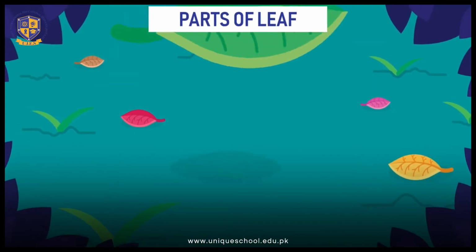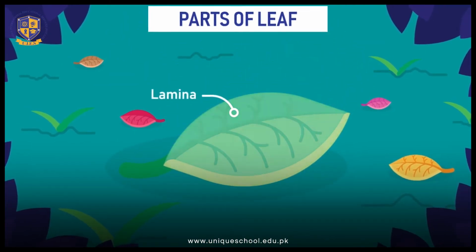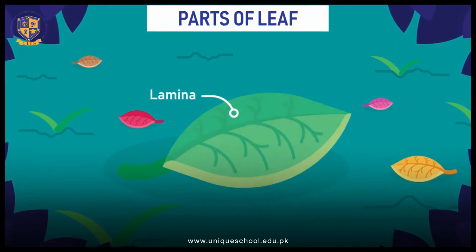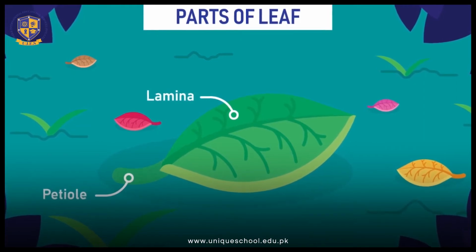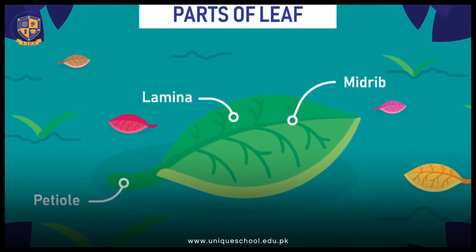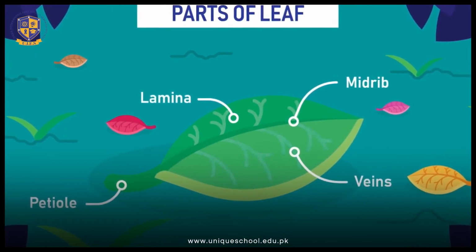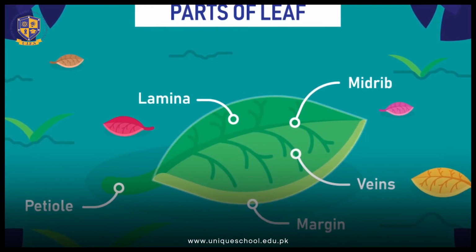Parts of leaf. Lamina, or the leaf blade, i.e. the widest part of leaf. Petiole, attaching leaf with the main stem. Midrib, divides to give rise to veins. Veins, as bundles of vascular tissues. Margin, the edge of leaf.